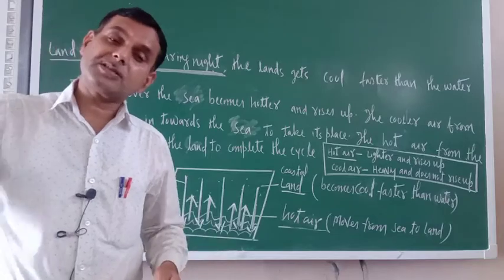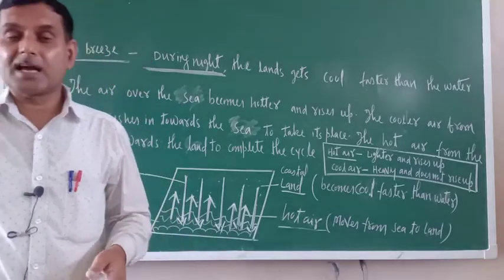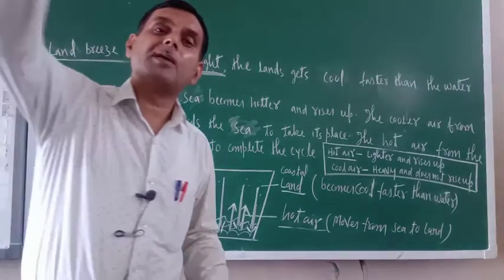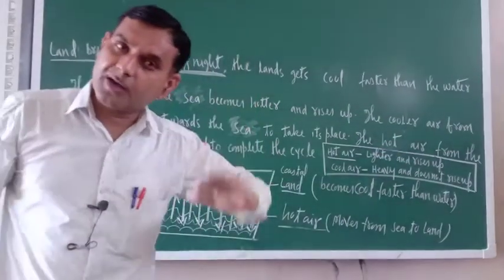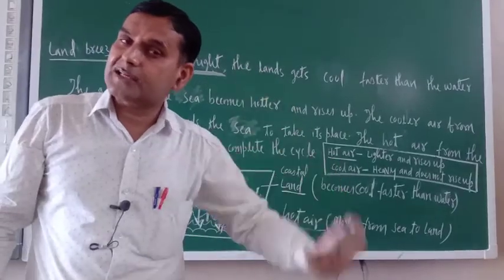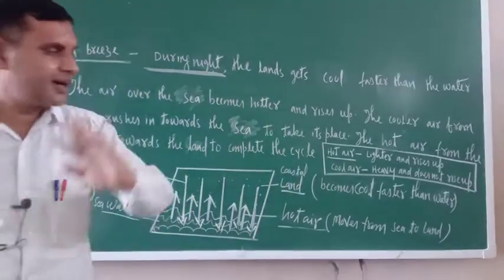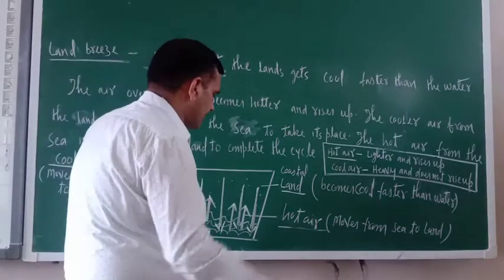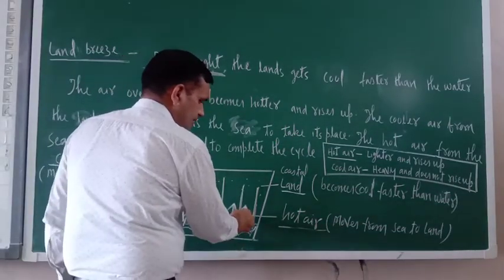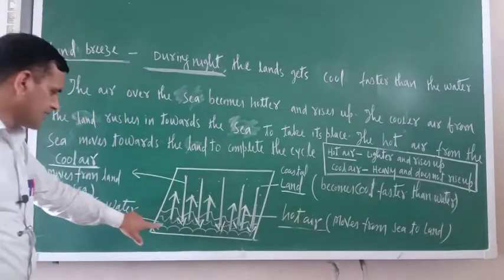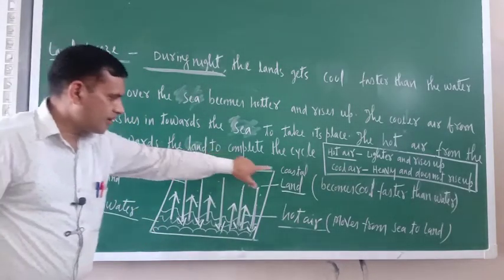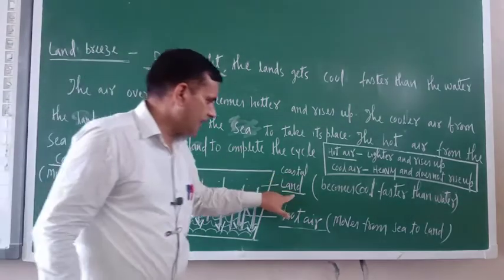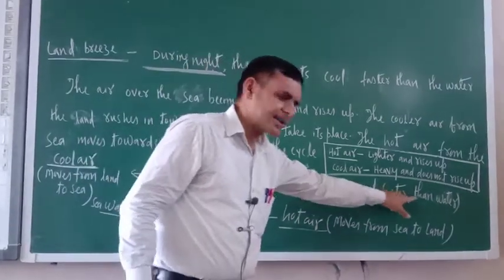So now just see, the air which rises up over the sea water moves from the top toward the land, and from below, cool air will move from the land side toward the water. Same thing I have explained, just the direction is different. This is sea water, and this is coastal land. At night, coastal land becomes cool faster than water.